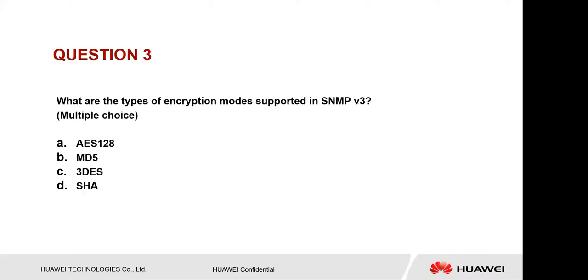And the last question is, what are the types of encryption modes supported in SNMP v3? Multiple choice. Is it AES-128, MD5, 3DES, or maybe SHA? So that's all for the questions.